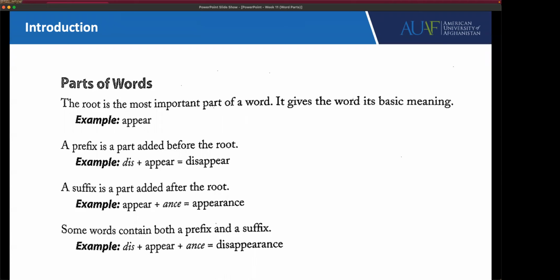Parts of words. The root is the most important part of a word. It gives the word its basic meaning. Example: appear. A prefix is a part added before the root. Example: dis plus appear equals disappear. A suffix is a part added after the root. Example: appear plus ance equals appearance. Some words contain both a prefix and a suffix. Example: dis plus appear plus ance equals disappearance. Very good. Thank you.